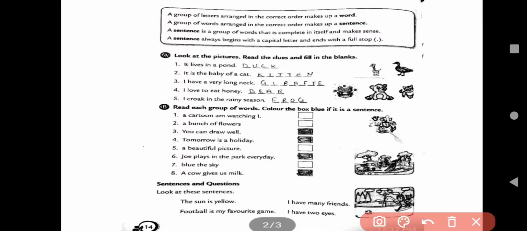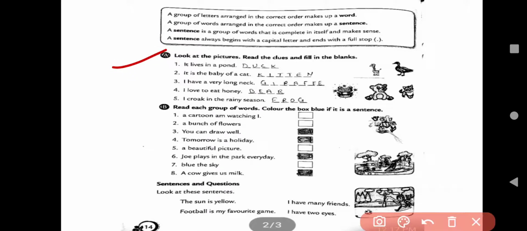Next, a group of words arranged in the correct order makes up a sentence. So in the same manner, we have unjumbled words, okay, and we have to rearrange them to make a meaningful sentence. Next, a sentence is a group of words that is complete in itself and makes sense. As I have told you, a sentence has a meaningful sense. A sentence always begins with a capital letter and ends with a full stop. Always remember, students, we start a sentence with a capital letter and end with a full stop. So let's do the exercise.